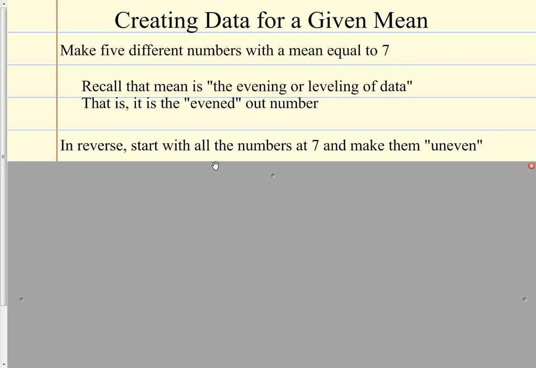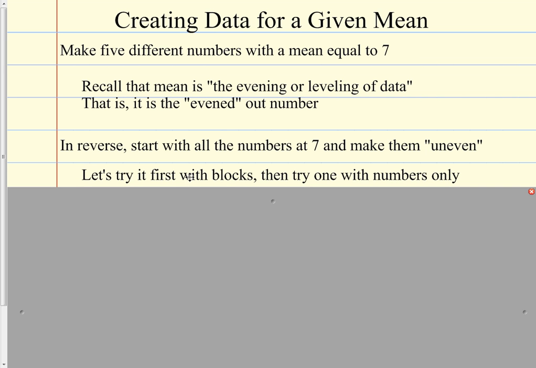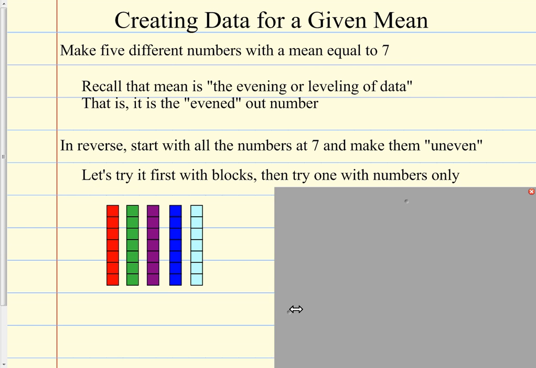In reverse, since we're making 5 numbers with a mean equal to 7, we're going to start with 7 and make them uneven. Because by making them uneven, we will find that amount that is 5 different numbers with that mean of 7. First, let's try it with blocks. Then we'll try it with numbers. So this is just a quick little review of what we were doing.